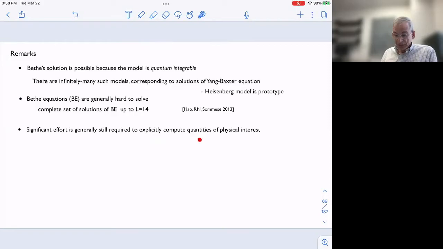So if you want, I said these models can actually be physically realized. Experimentalists know how to make these quasi one-dimensional systems, and they can make measurements. But if you want to compare results of the measurements to the theory, you still have to do a lot of work.